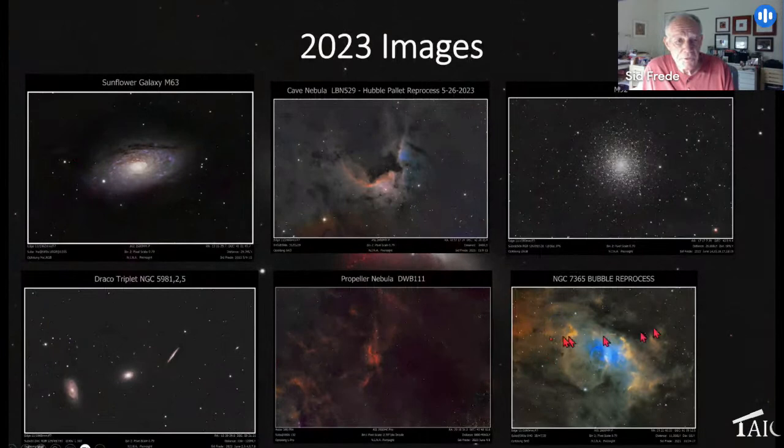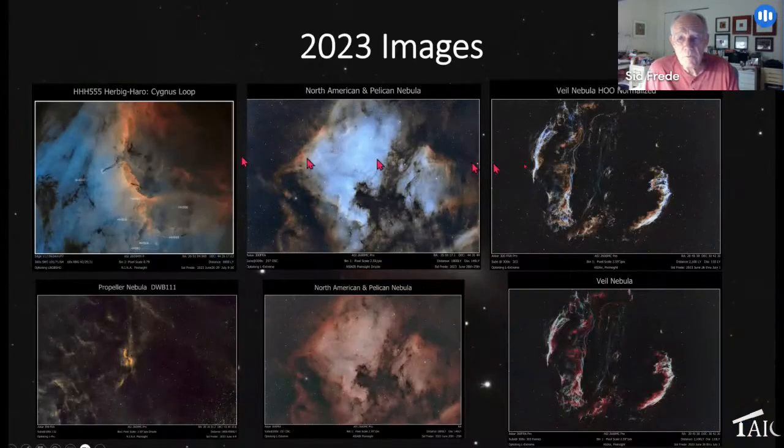Some more images from last year, all primarily monochrome with filters, some galaxies, some nebulas. Again, all on AstroBin if you'd like to see some of the details behind these photos. Some more. I just recently bought a 300 millimeter system, which I'll talk about later, but these are some of the wide field images that I just recently took with the 300 millimeter scope.